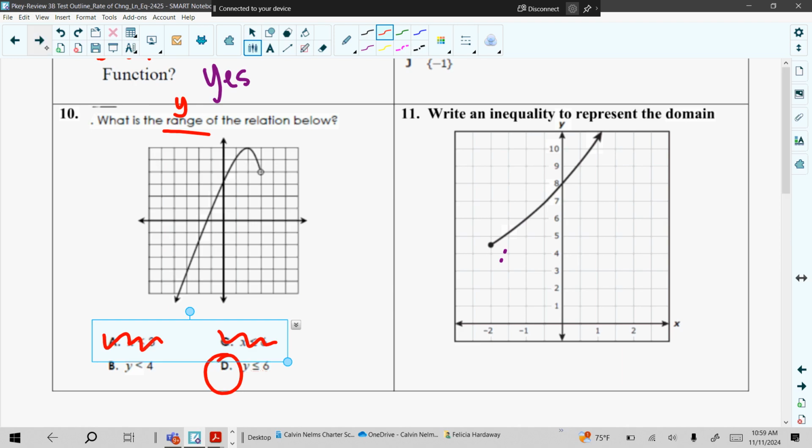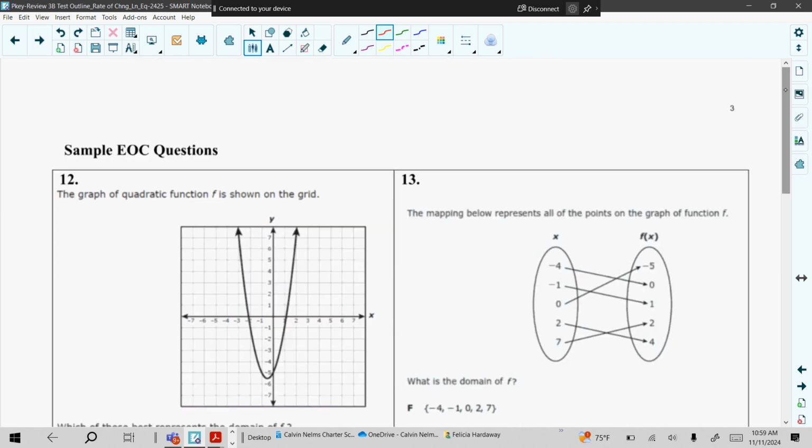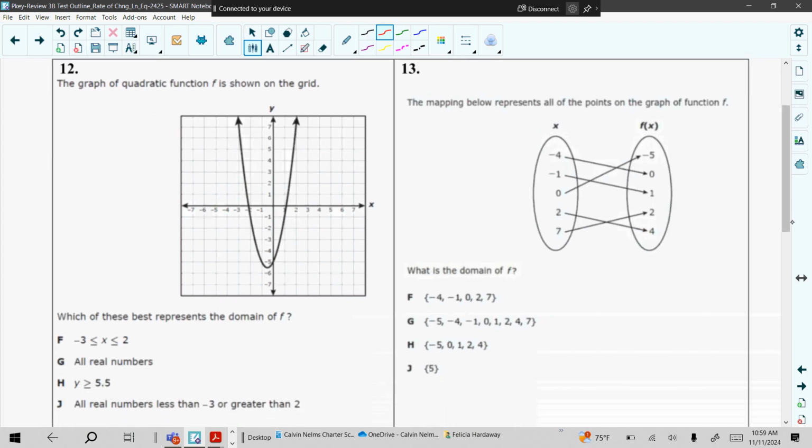Now, on the back, sorry, let me go up. I only got 1 on the back. 12 and 13. Is 12 all real numbers? Yes, 12 is G, all real numbers. And then domain is F on 13.